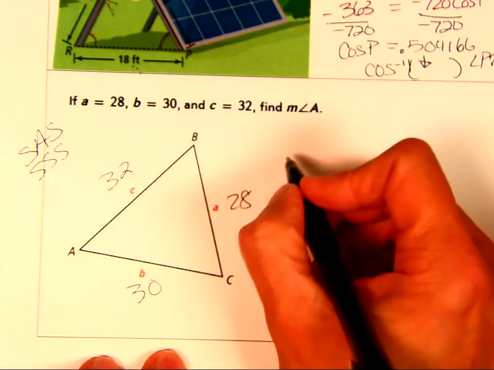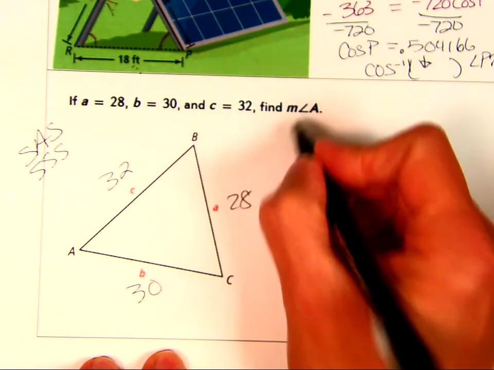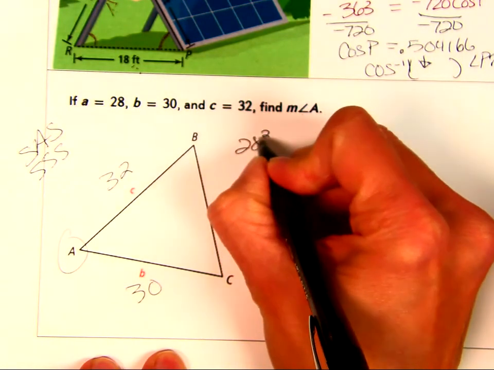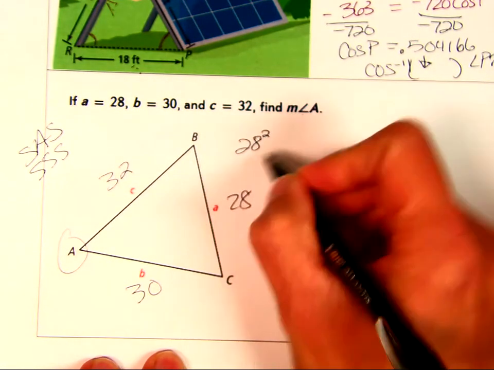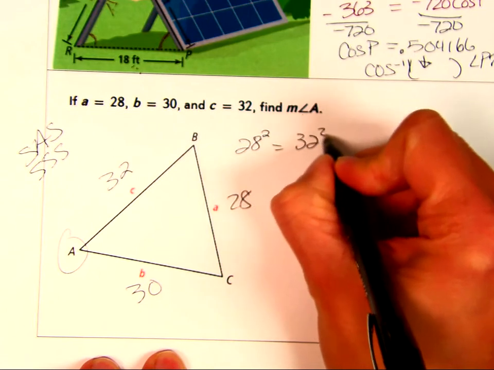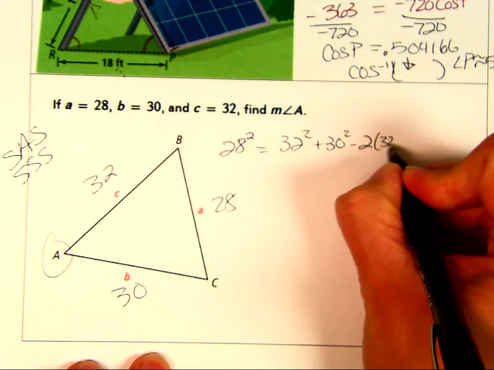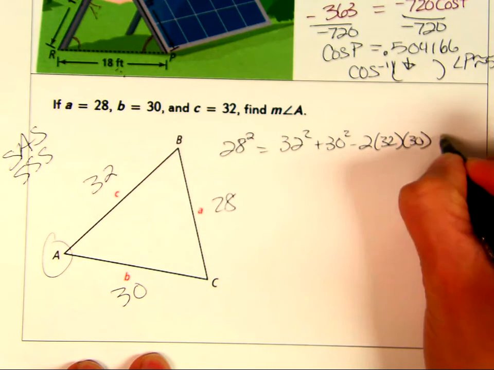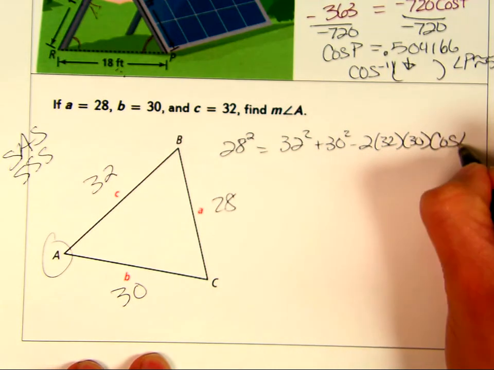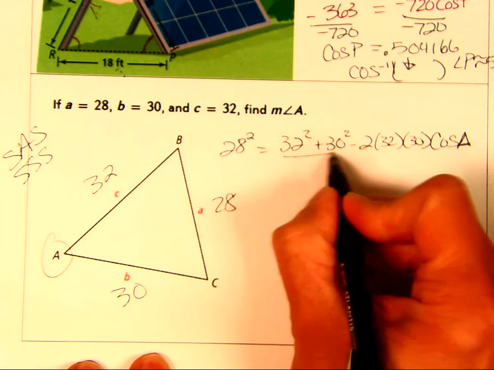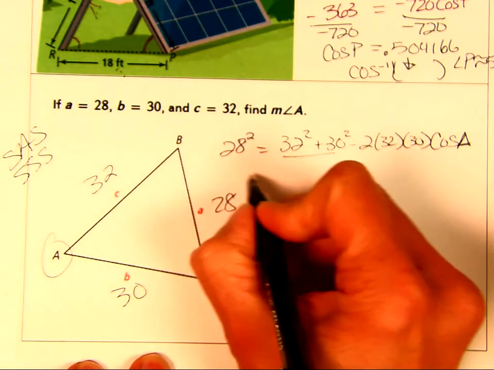Alrighty, so let's set it up. It tells us to find angle A, so I know I'm going to have A squared first, right? That's because it's opposite A. So A squared equals 32 squared plus 30 squared minus 2 times 32 times 30 times the cosine of angle A. And so again, I'm going to need to get those on the other side.